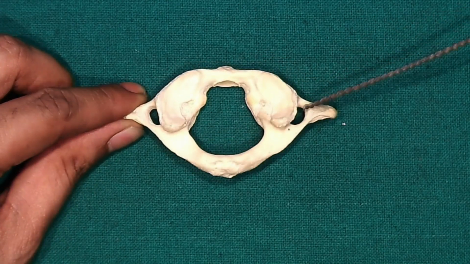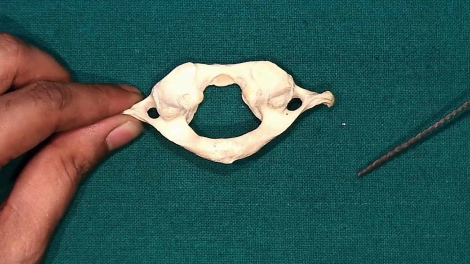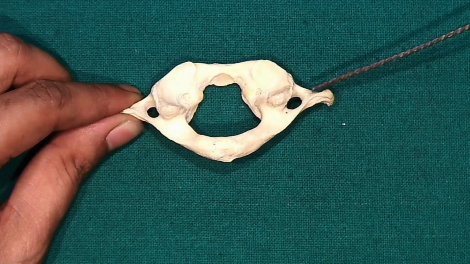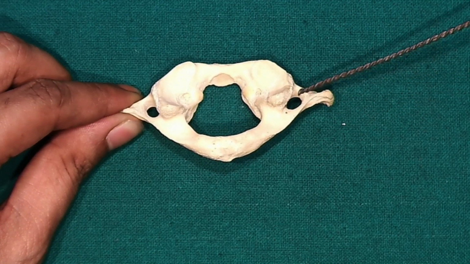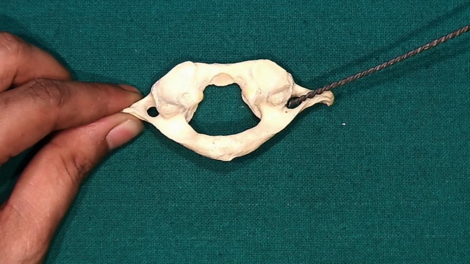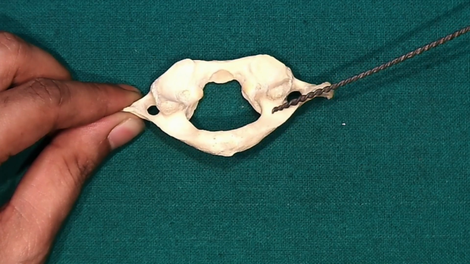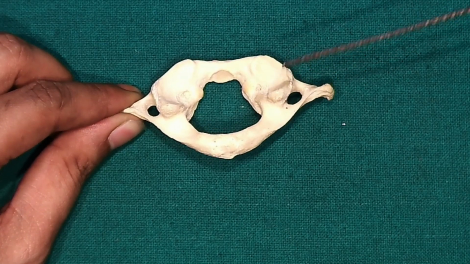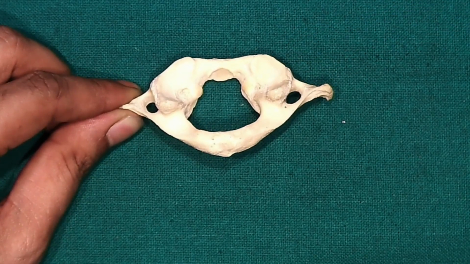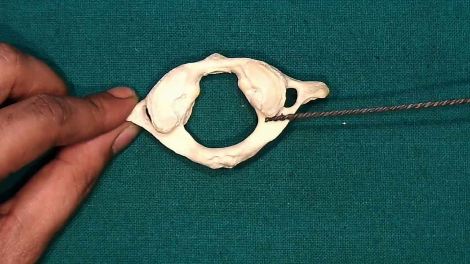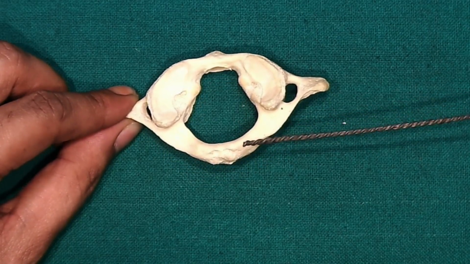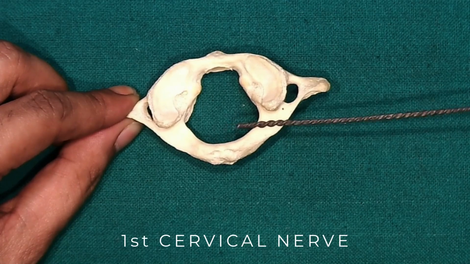The vertebral artery moves from C6 upwards till C1 and travels through the foramen transversarium of the cervical vertebrae. It comes out from the foramen transversarium of C1 and then moves through this groove and enters the skull base. In between the vertebral artery and the posterior arch lies the first cervical nerve.